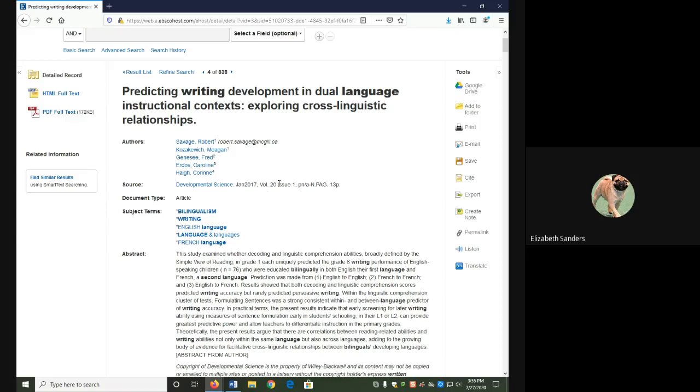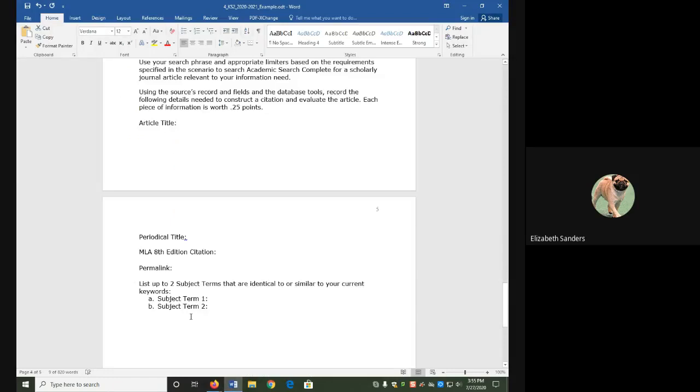The citation and permalink tools are given in the tools menu on the right. When I'm looking at the subject terms, there are two that are identical to the ones I searched, bilingualism and writing. So those are the ones that I would record here.